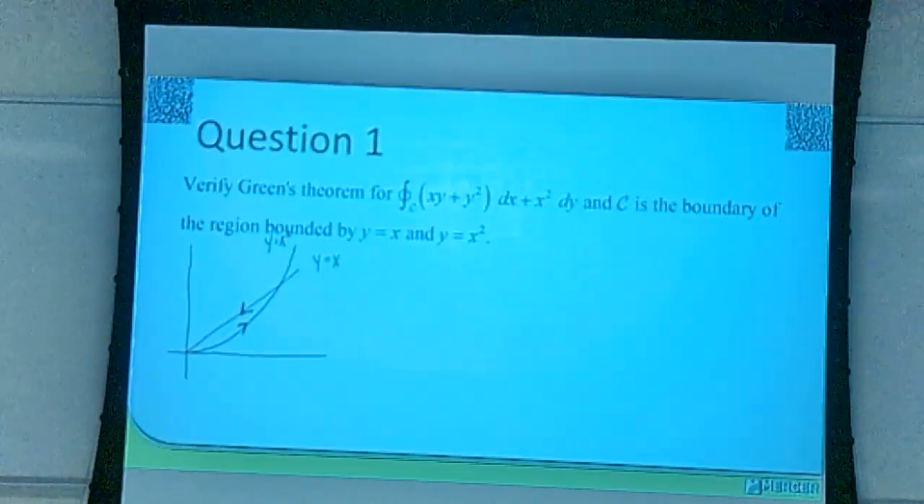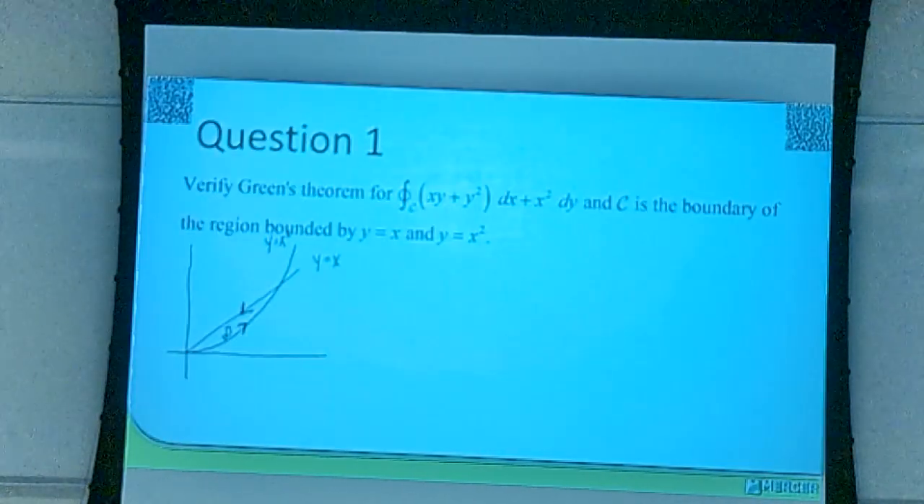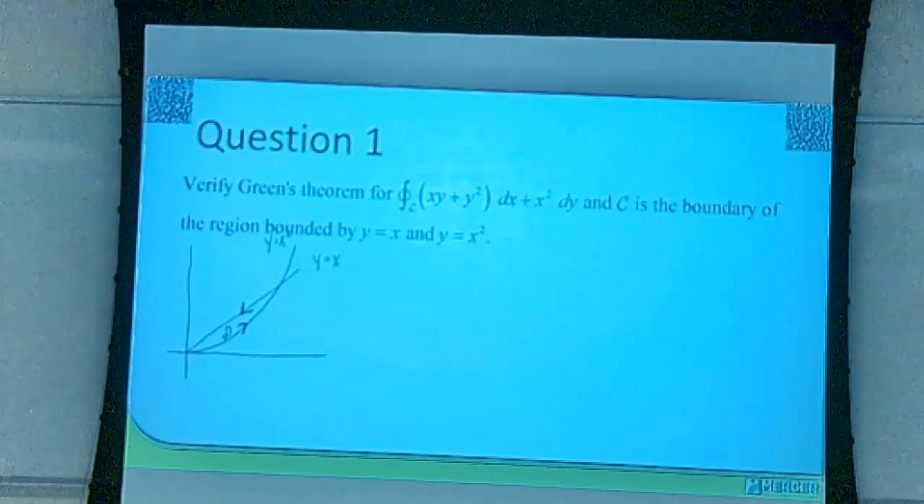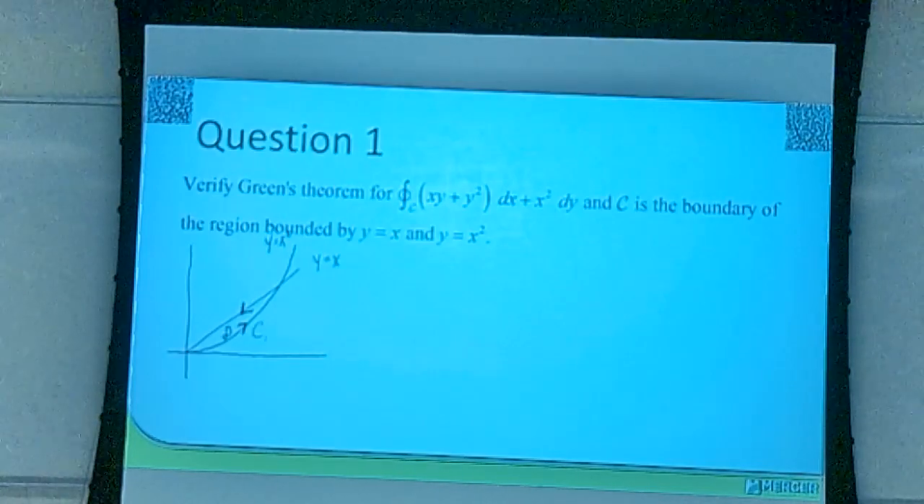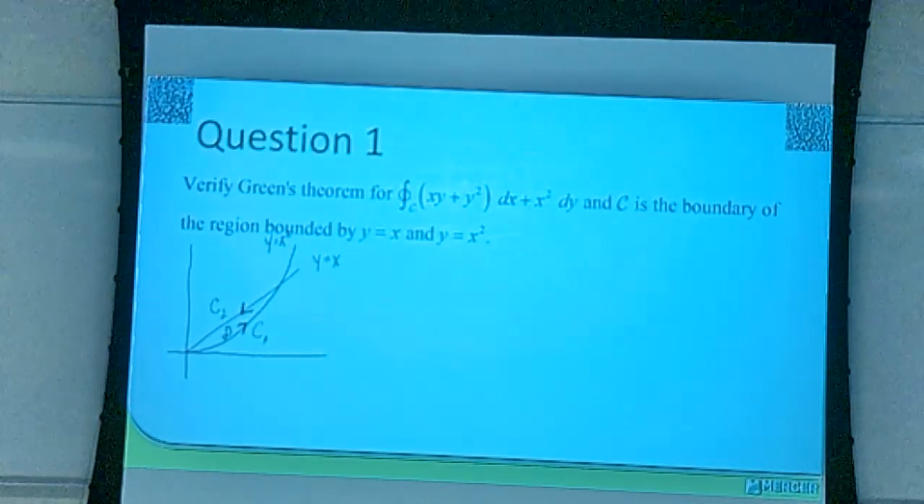So we're going to call this region D. Then our curve is the boundary of D. But if you notice, isn't the boundary of D two separate curves? So I'm going to say that bottom curve is curve 1, that top curve is curve 2. Then we can write this.